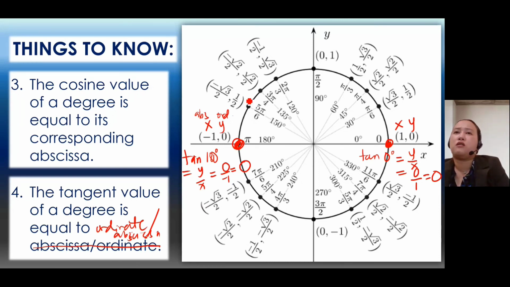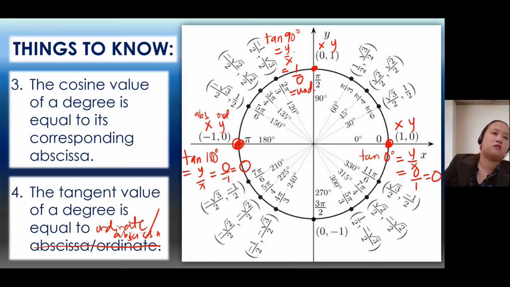In the upper portion, we have 0, 1. So this is x, this is y. So we have tangent of 90 degrees, or tangent of pi over 2. So we have y over x. So this is 1 over 0. So this is undefined. Undefined is the answer. In your calculator, math error will appear.